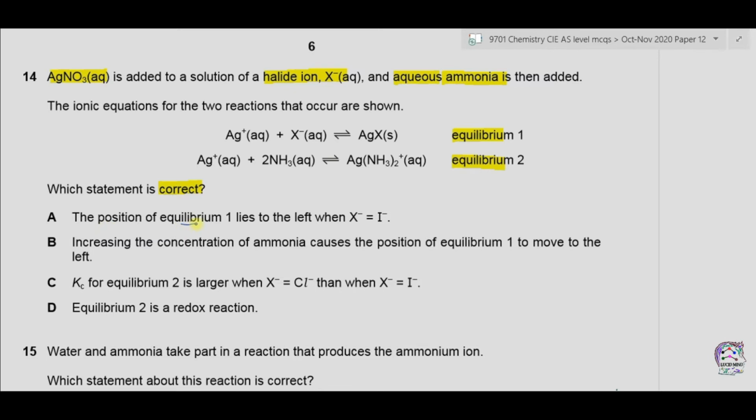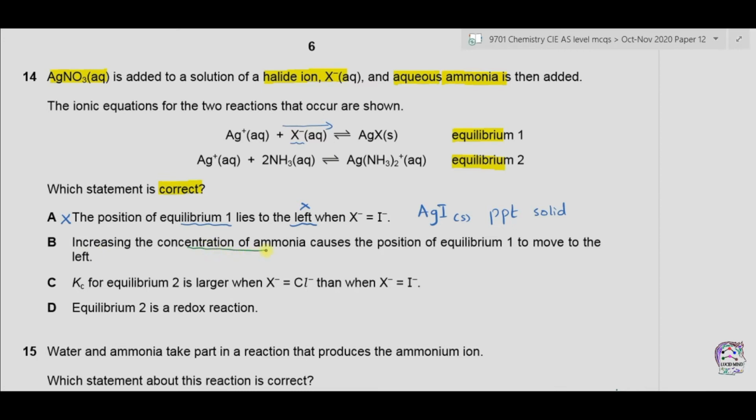The position of equilibrium 1 lies to the left when X negative is iodide ion. When X negative is iodide, what happens is that silver iodide, AgI, is formed. As AgI is insoluble in aqueous ammonia, AgI will be precipitated out of the solution in solid form and the reaction will move in the forward direction. So we can say that the equilibrium will lie to the right rather than left. So A is incorrect.